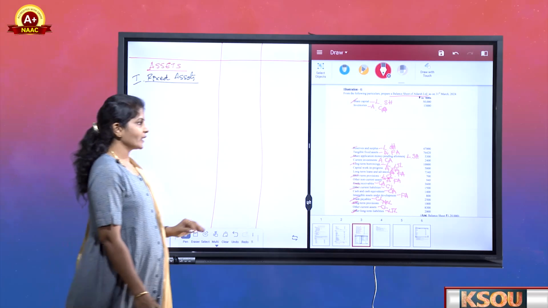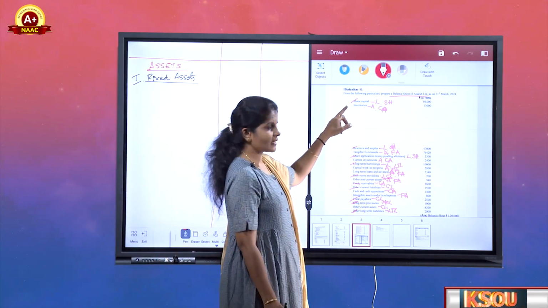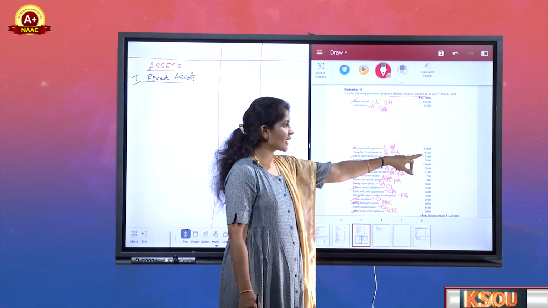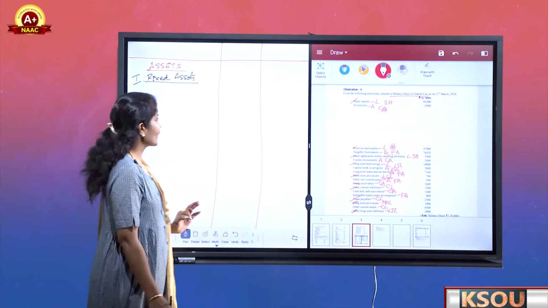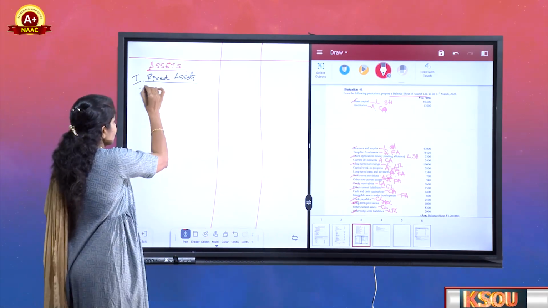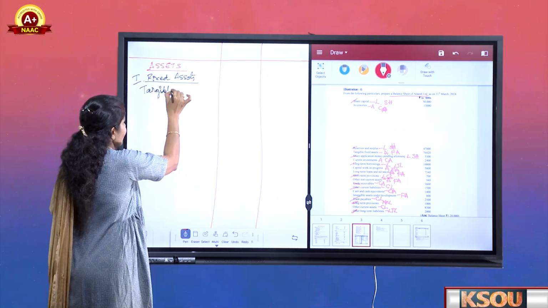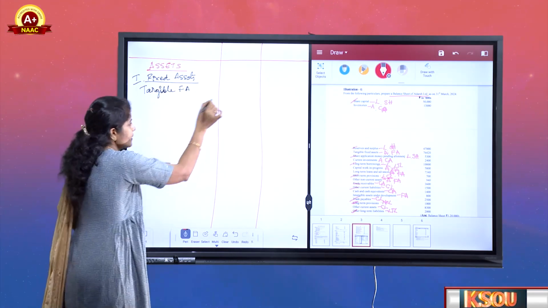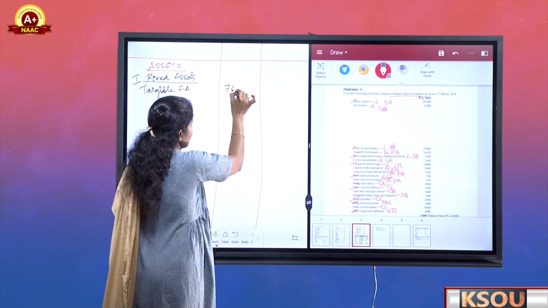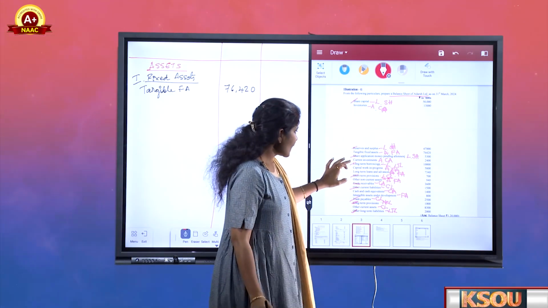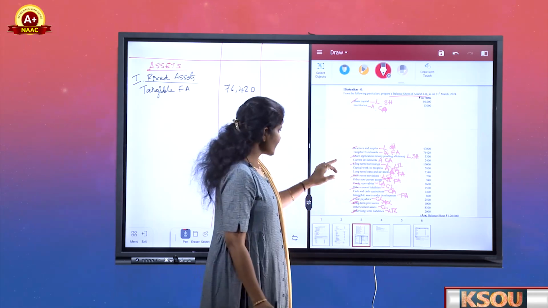Let us take whatever items they have given. The first one is inventory. It is a current asset. Then tangible fixed asset of 76,420 they have given. It is a tangible fixed asset, 76,420 rupees. Correct. Next, current investment is an item of current asset.